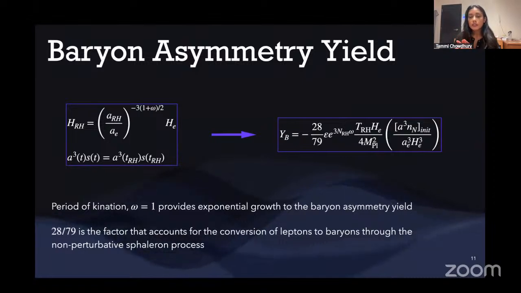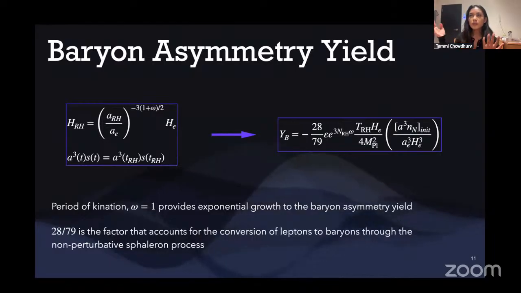And the takeaway here is that the yield exponentially grows with this omega, this equation of state. And so the closer we are to 1, the larger yield we get for the baryon asymmetry.